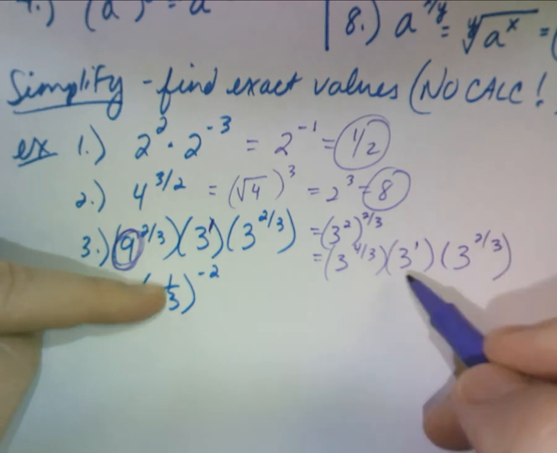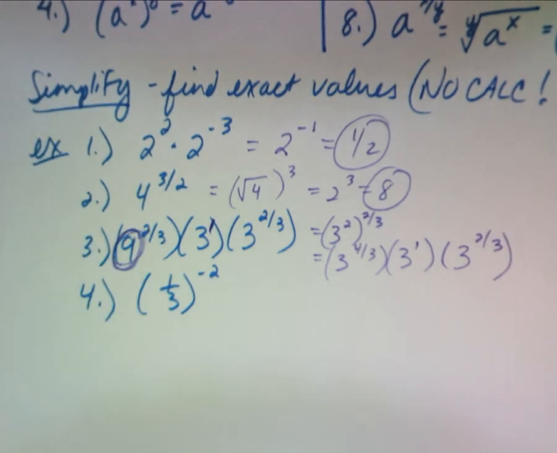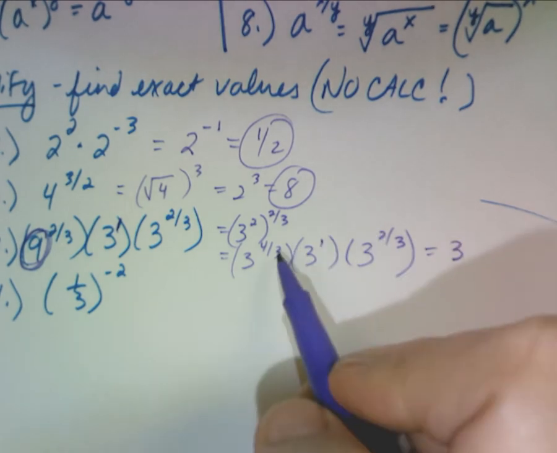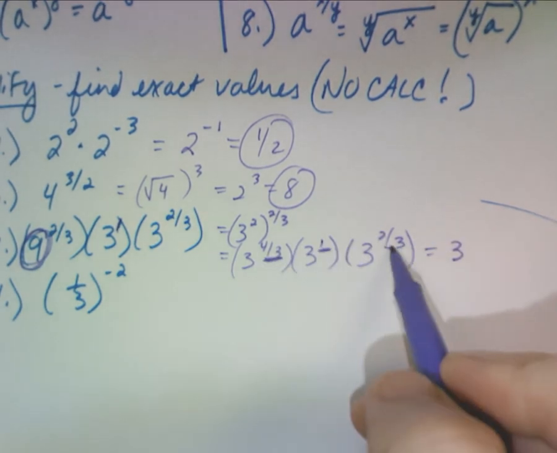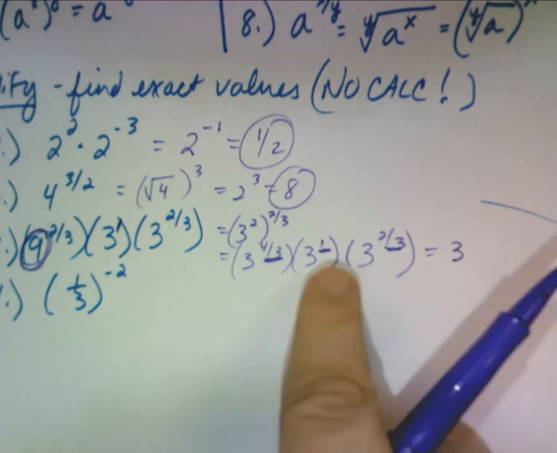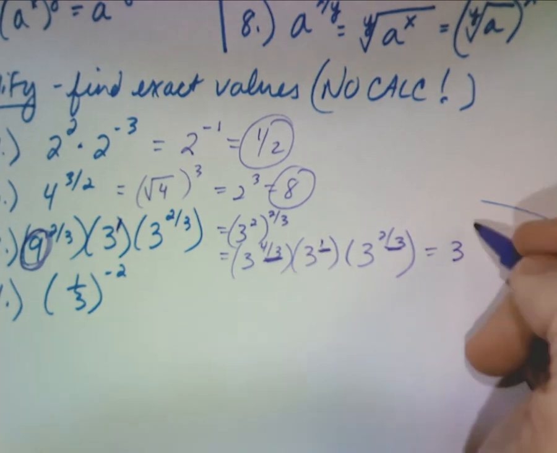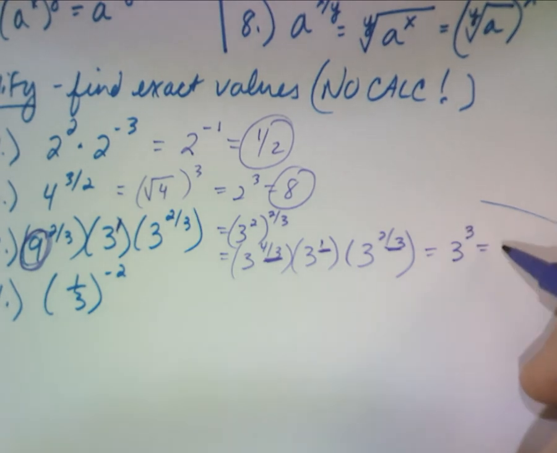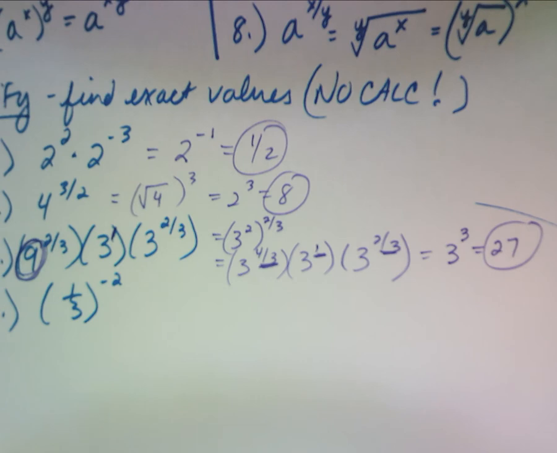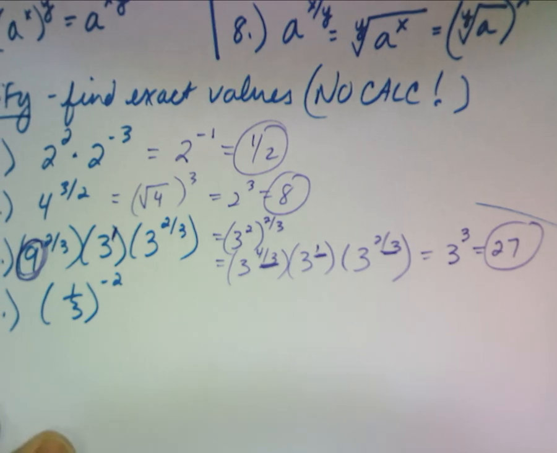Oh, now they're all like bases. So if they're all like bases, I keep one base and I just add these exponents. What is 4/3 and 2/3 make? 6/3 is what though? 2, and then 2 and 1 make 3 to the 3. Or you could do that one, 27. Without a calculator.